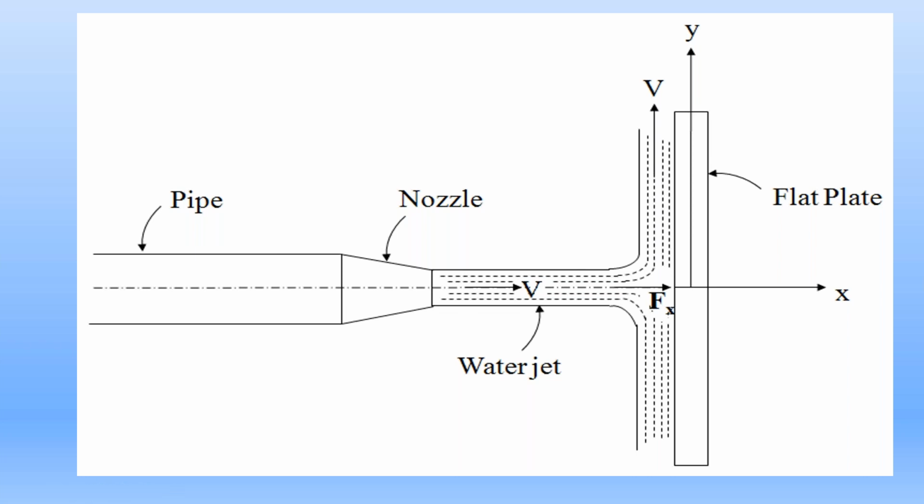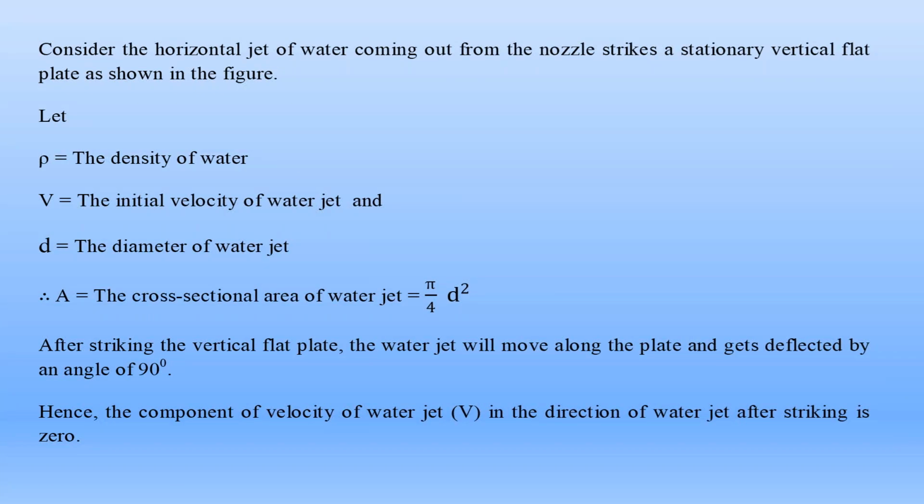So coming to this condition 1, here we consider rho is the density of water in that water jet, v is the initial velocity of the water jet, d is the diameter of the water jet. So the area of the water jet is pi by 4 into d square. We know that the surface of the metal plate is a smooth surface. So there is no loss in the energy when the water jet impacts that metal plate because the surface is smooth.